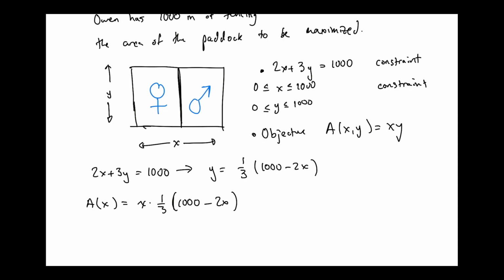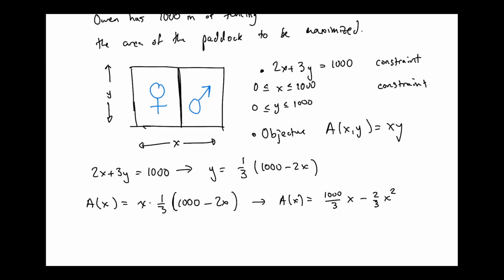Great. Okay, so 1,000 minus 2x with the 1/3. Okay, so now what do we need to do? Take a derivative, but what would maybe be a good idea first? Yeah, distribute it. All right, so what are we going to get? 1,000 over 3x minus 2/3 x squared.